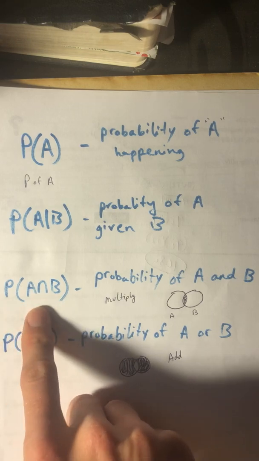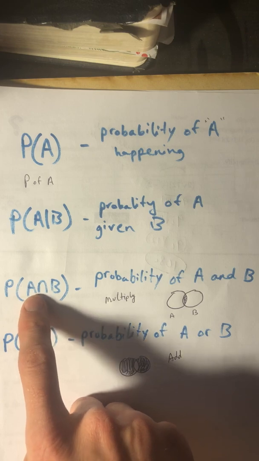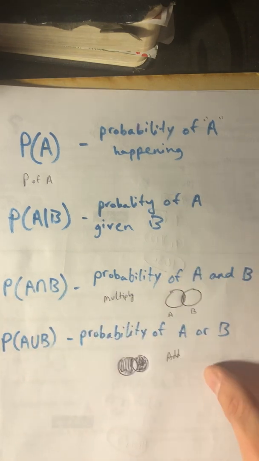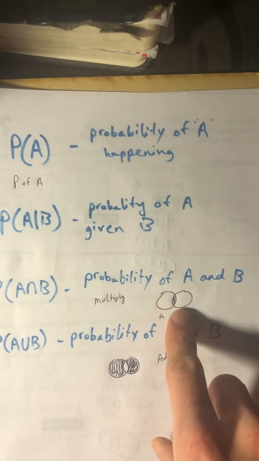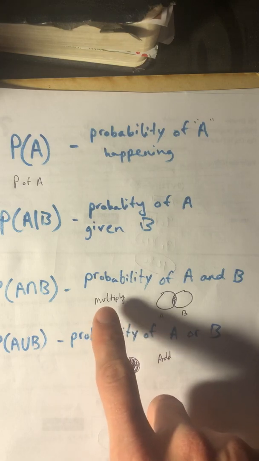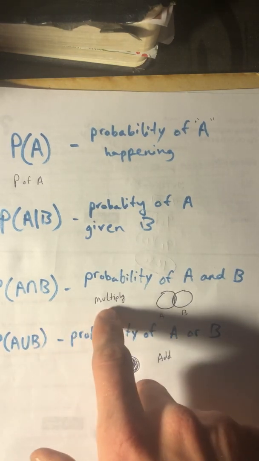This is an intersection right here, and it's probability of A and B. So you say "and." I like to think of this kind of like an N, so A and B. It's the probability of A and B happening, and so in the Venn diagram, it's where they intersect. And when you're dealing with these, you multiply.